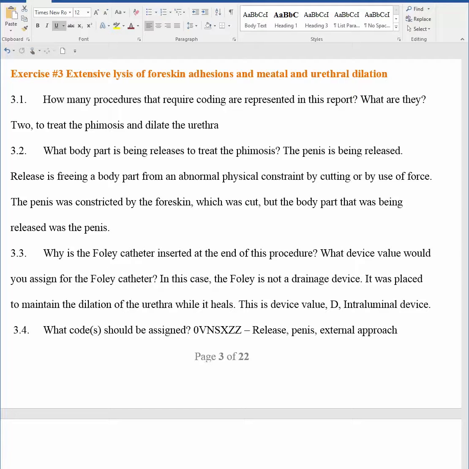3.3, why is the Foley catheter inserted at the end of this procedure? What device value would you assign for the Foley catheter? In this case, the Foley is not a drainage device. It is being placed in the patient to maintain the dilation of the urethra while it heals. And therefore, this is reflected in device value of D, which is intraluminal because it's being placed inside of a lumen. And in the clinical information, it states at this time, the cystoscope was removed and the 22 French Foley catheter was placed to maintain the dilation.